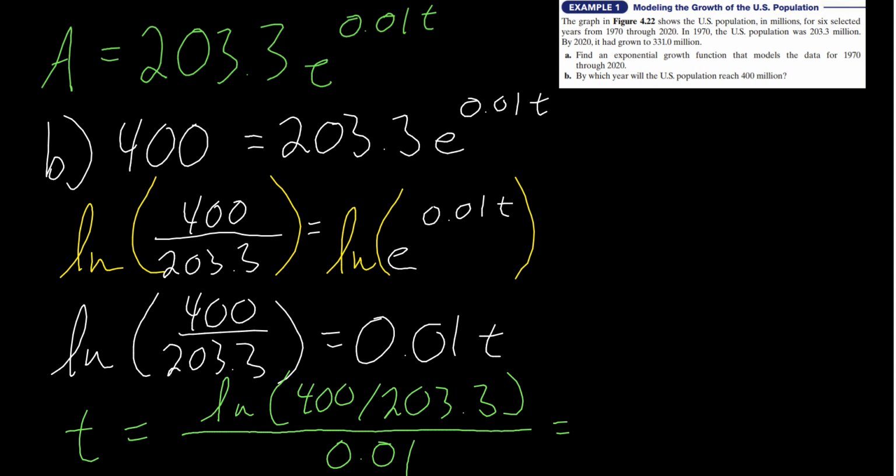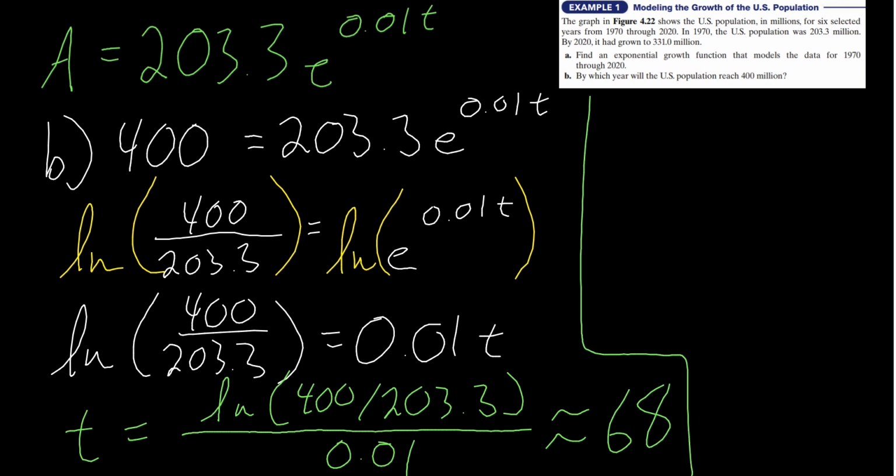We'll put the approximate symbol here. Again, approximately, the equal sign is usually straight lines, and the approximate is like two tildes. So approximately 68. So 68 years after 1970 puts us at 2038. So in the year 2038, using the growth model, we can expect to have a population of 400 million people in the United States.